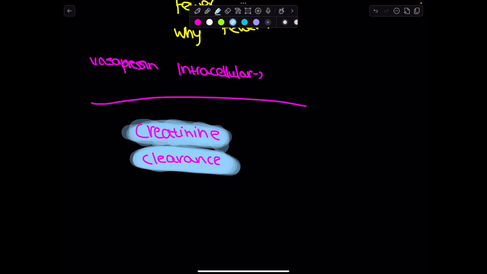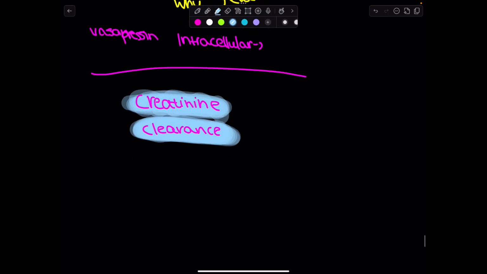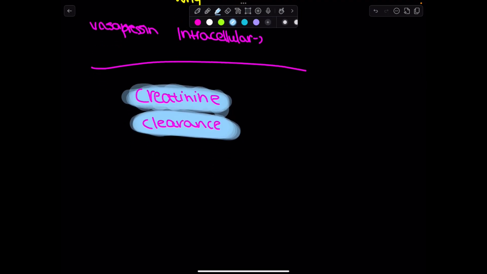I don't understand. Okay, creatinine clearance. It's filtered at the glomerulus. Some of it is secreted. So this would be an overestimate of GFR, for instance. But why would using colorimetry be an underestimate?